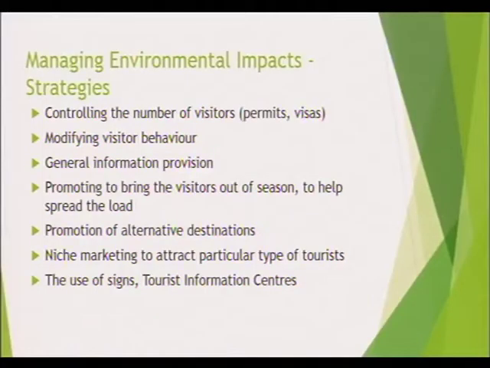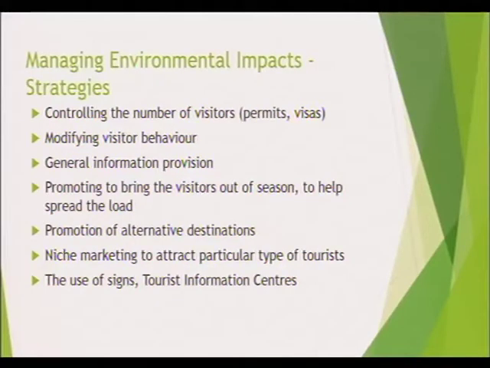There are so many ways. Controlling the number of visitors, like those issues of permits, are some of the ways of controlling visitors who are coming to an area. Modifying visitor behavior. There are some things that you should just stop the tourists from doing. Giving them general information. You should also try to bring visitors in out of season, those times when tourists are fewer. Try to give discounts so that you have a general spread of tourists throughout the year, so that they don't come in an influx in one season, but try to spread the load.